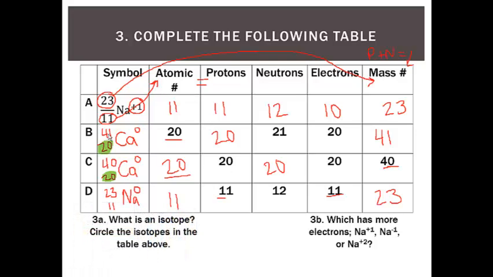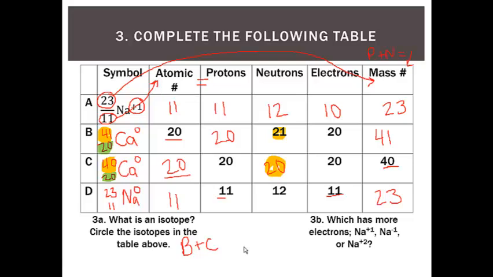So up at the top, we see that our mass numbers are different, which is again the sum of protons and neutrons. So we see that our number of neutrons is different. So my isotopes in this example are going to be B and C.